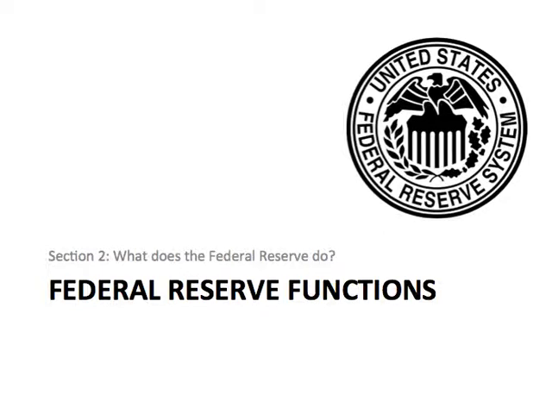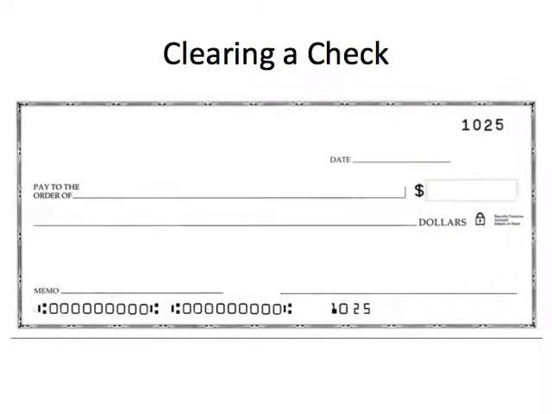In this video, we will be discussing Chapter 16, Section 2, What does the Federal Reserve do? So up to this point, we kind of figured out the structure of the Federal Reserve, the structure of a Federal Reserve Bank, and the structure of a FOMC. Now we're focusing on what the actual purpose of the structures for the Federal Reserve is. So one of the biggest things that they're responsible for is clearing a check.